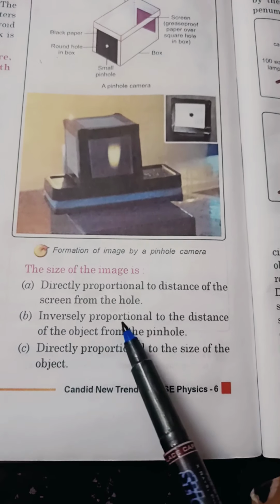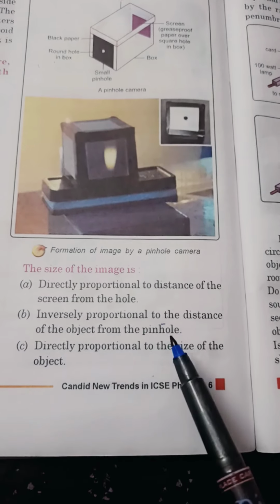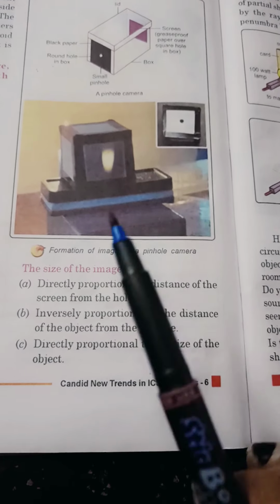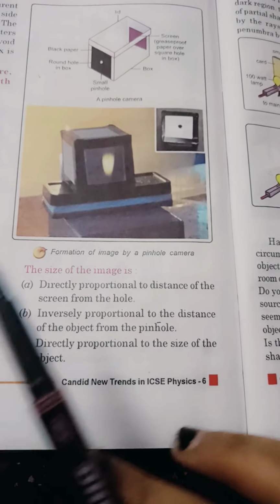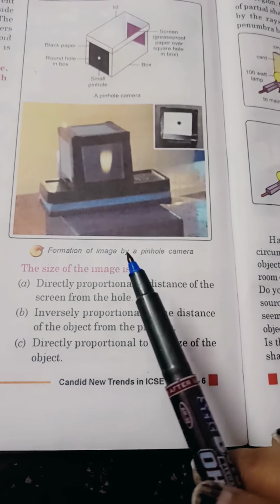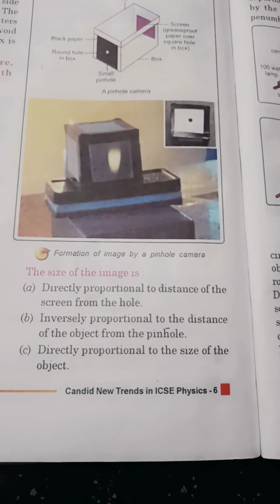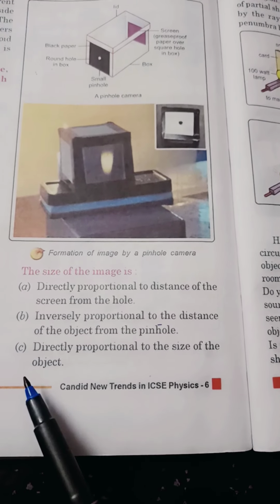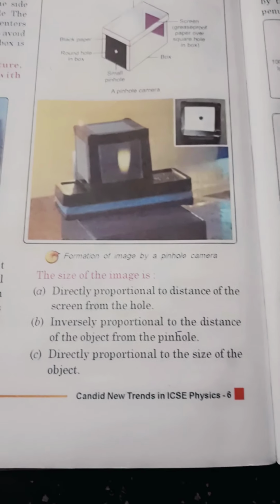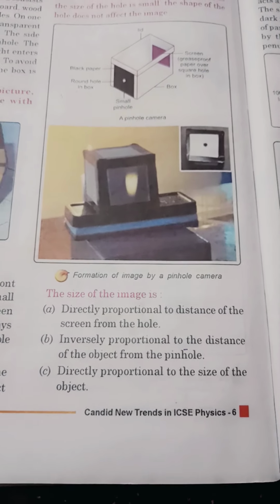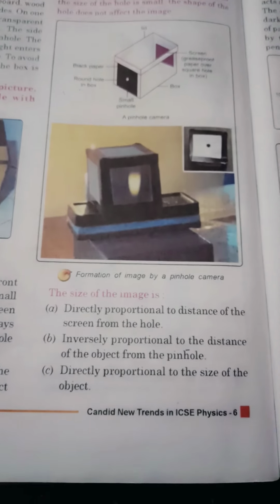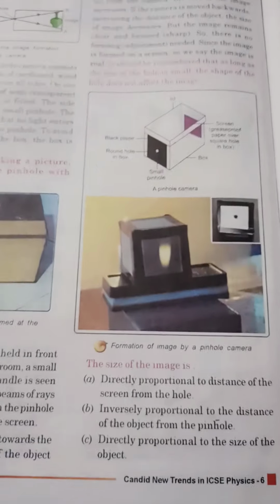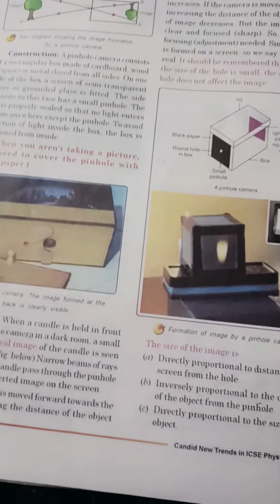And it is inversely proportional to the distance of the object from the pinhole. We just need to increase or decrease the distance of the object from the pinhole, and then the image will also decrease or increase in size. It is also directly proportional to the size of the object. And yes, the size of the object also matters. If it is huge, then it will also affect the size of the image. So this is what we have learned about the pinhole camera.